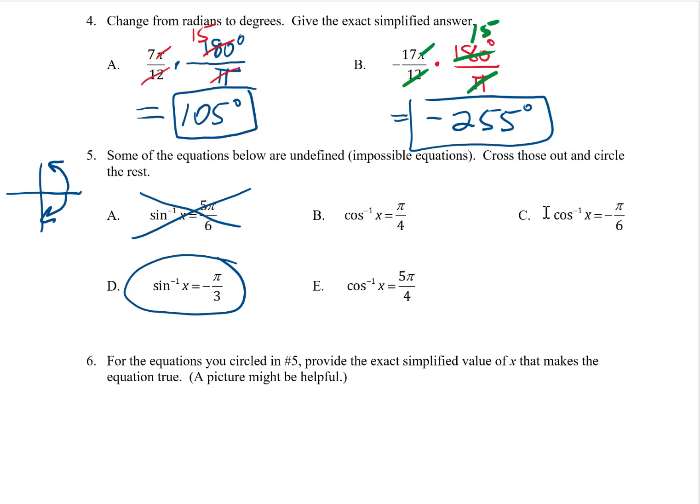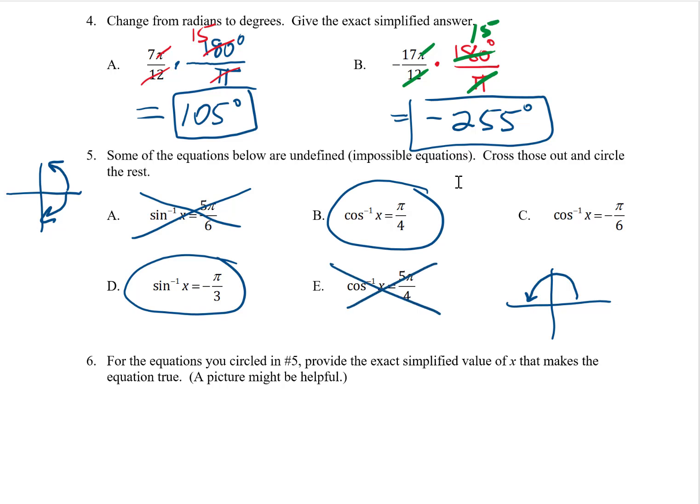Okay, parts B, C, and E involve the cosine inverse function. Cosine inverse has a different restriction. It only knows about angles between 0 and pi. In other words, 0 degrees to 180 degrees. So let's see, pi over 4, that's great. That's in that zone. 5 pi over 4, that's in the third quadrant, so that's out. Negative pi over 6, that's in the fourth quadrant. Cosine inverse does not know anything about negative angles. So the only two equations that are valid are parts B and D.